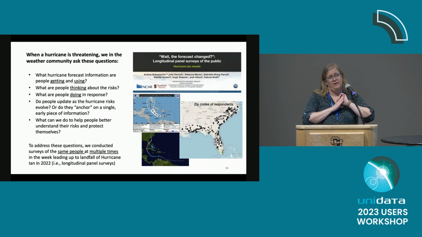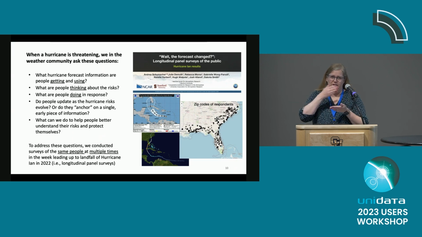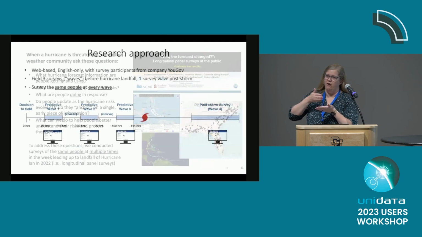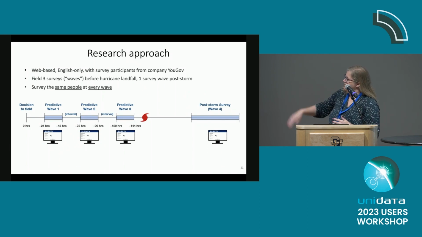So we would survey at roughly 5 days ahead of time before landfall, 3, and then 1. And we surveyed the same people these 3 times, so we could look at how all of these factors were evolving with time prior to hurricane landfall. And this is just a little quick schematic of the timing of when those surveys happened. And then we did do a post-storm survey as well.